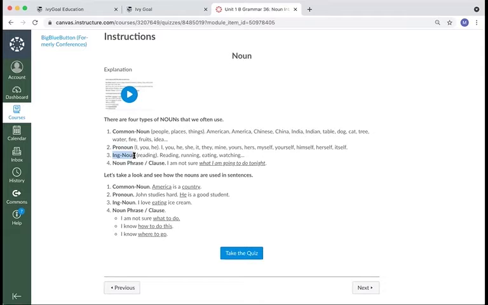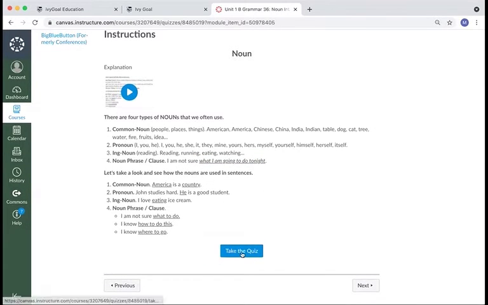ing nouns, also called a gerund form of a noun, is when you add ing to the end of a noun. Eating, watching, running, reading. And a noun phrase, also called a noun clause, adds a whole phrase to explain what that noun is. So you could just say, I'm not sure, or you could say, I'm not sure what I'm going to do tonight. Like if I asked Benjamin, what are you going to do tonight? He could say, I'm not sure. Or he could say, I'm not sure what I'm going to do tonight, right?